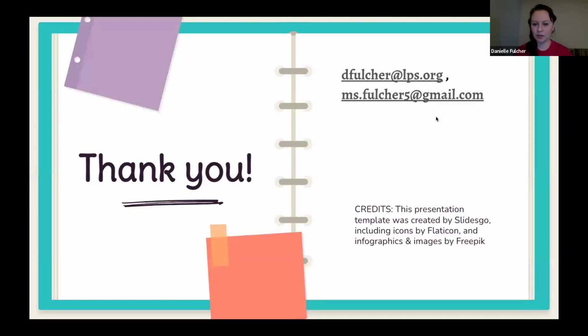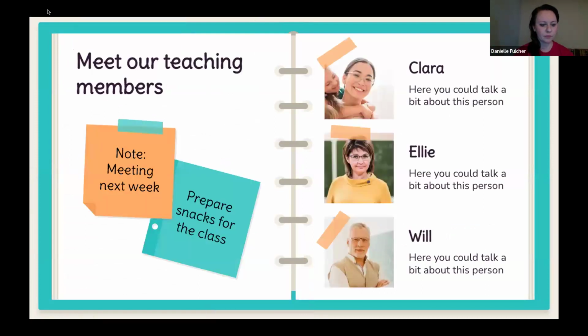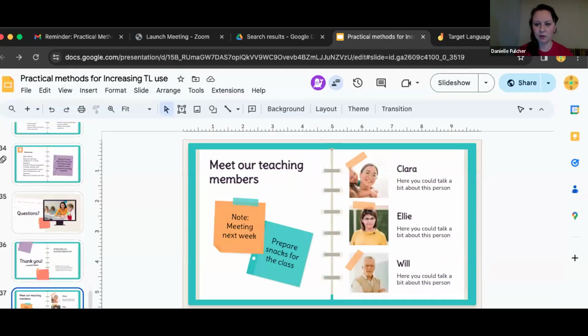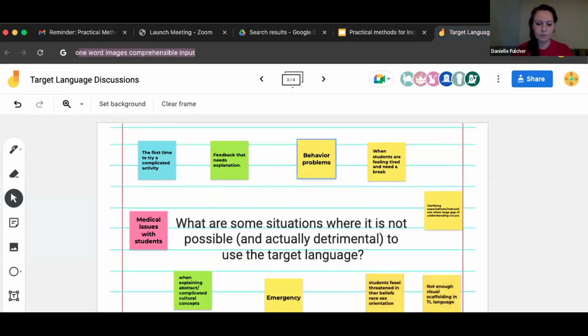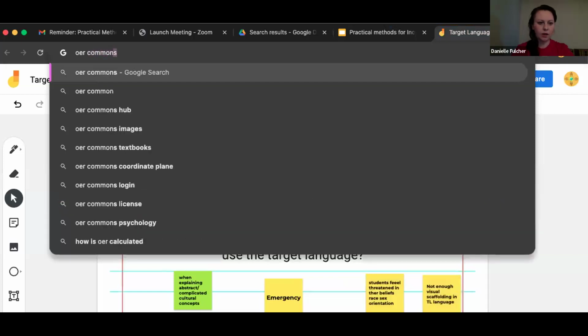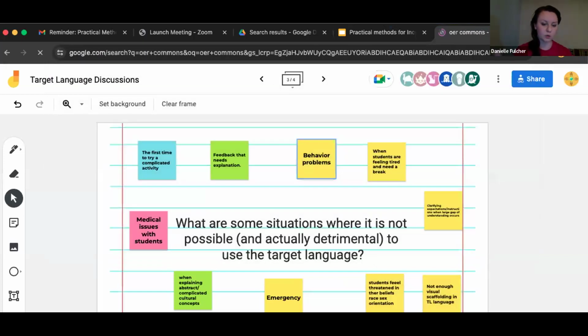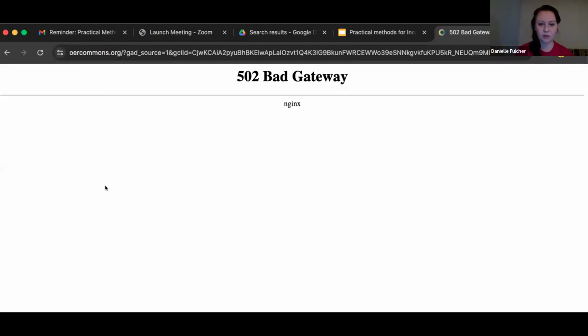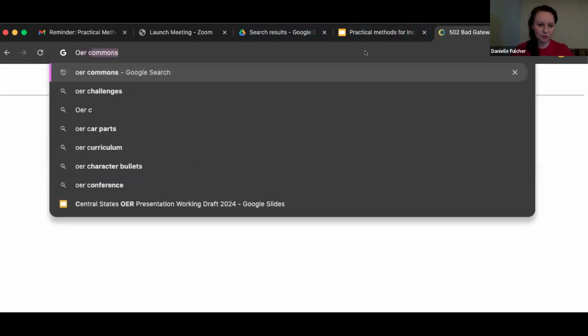There is one additional thing I would like to share with you folks. If you have heard of the OER Commons, this is kind of a depository of online free resources that you can access and utilize in your classrooms.